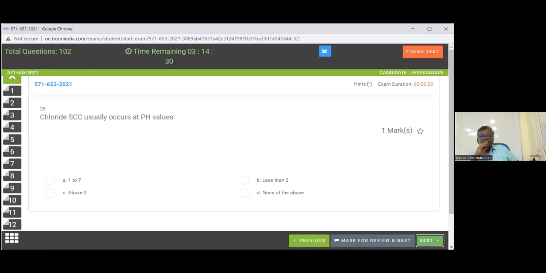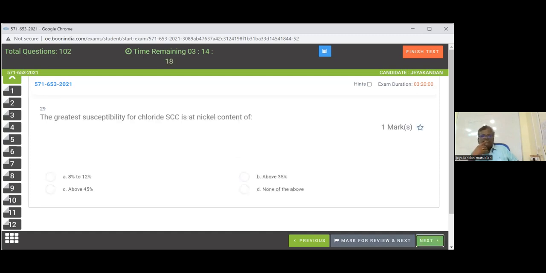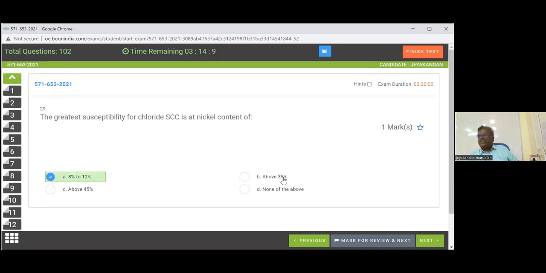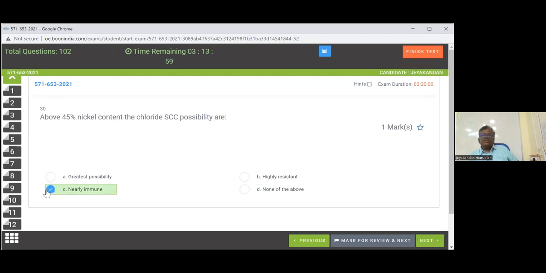Next, chloride, but the pH values above 2. Below 2, it will not occur. Next, greatest susceptibility of chloride SCC is at what nickel content? The greatest susceptibility is 8 to 12. Above 35 highly resistant. Above 45 nearly immune. Next, 45% nickel content is nearly immune.